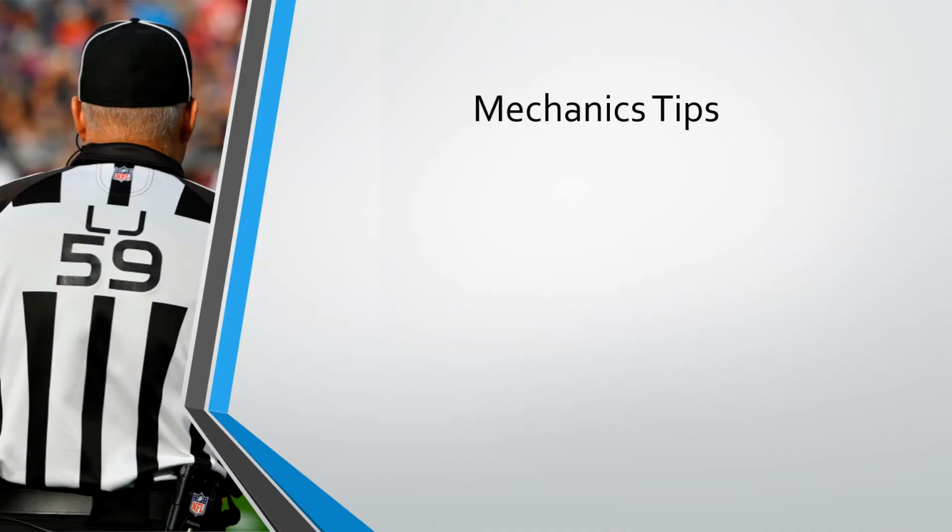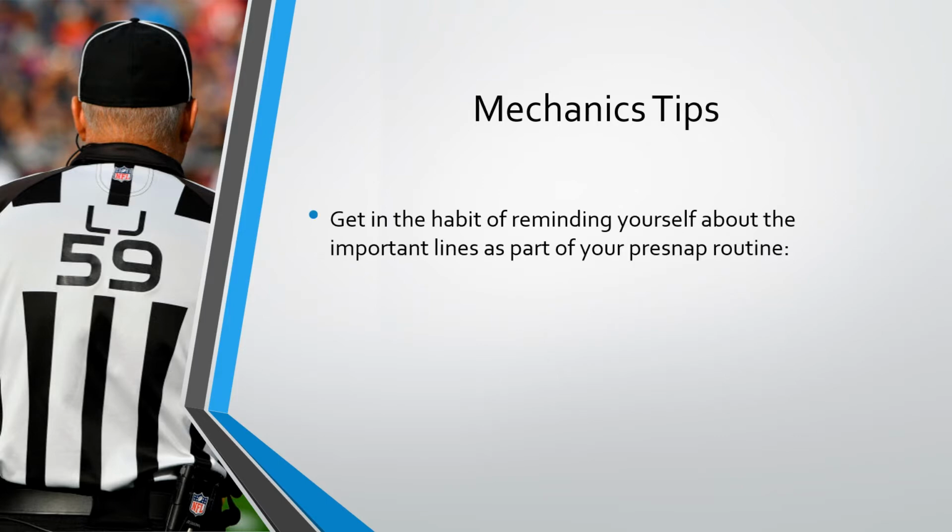So let's talk about some mechanical tips that will help the line of scrimmage officials specifically get these plays right. Get in the habit of reminding yourself about the important lines as part of your pre-snap routine. One of the things that I've been working on over the last couple of years is to remind myself what the line of scrimmage is, what the 3 yards from there is for IDP, what 5 yards from there is for blocking below the waist, and also what the line to gain is.